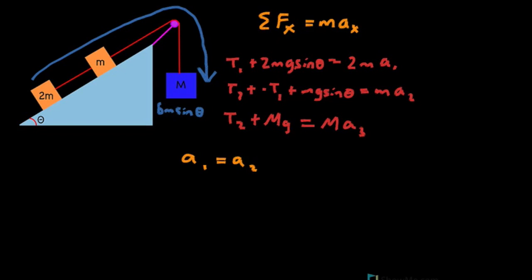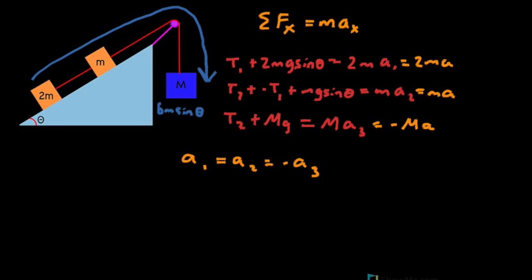Similarly, the second object and the third object are connected by a string, but because the second object accelerates in the positive direction and the third object accelerates in the negative direction, we can set these equal to what we call minus a3. So basically we can say that the first equation equals 2ma, the second equation equals ma, and the third equation equals minus capital Ma. And now we have it all in terms of one acceleration, which means we have a total of 3 unknowns. So we can solve this system of equations.